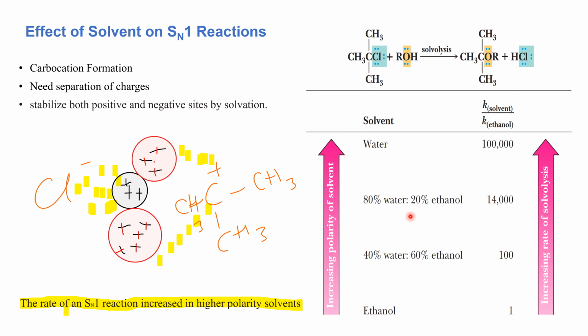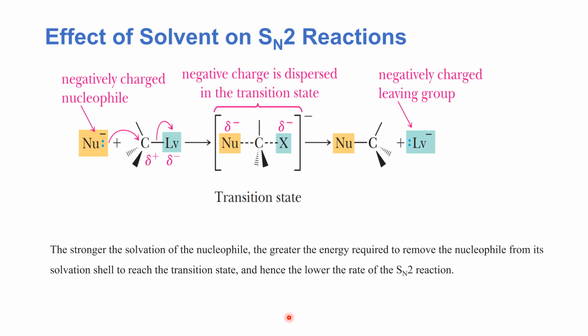Then with 80% water and 20% ethanol, it was 14,000 times, and then with pure water, it was 100,000 times. So the solvolysis increased from 1 to 100,000 times in the presence of water. What we infer from this is that the rate of an Sn1 reaction increases in higher polarity solvents, right? Now we'll move towards the next case, and that is the Sn2 reaction.